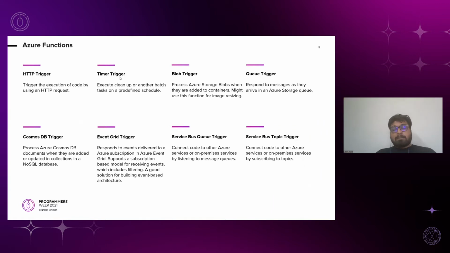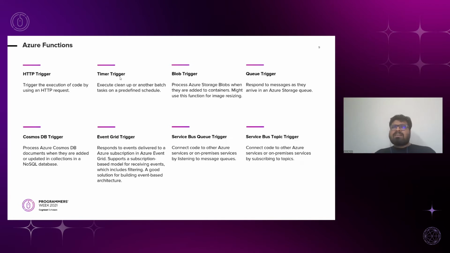And the next one is the blob trigger. If you are familiar with Azure, this blob is pretty much similar to what we have in AWS called the S3 bucket. We store static files in blob storage. So we can subscribe or bind our Azure function to the blob storage. Whenever a new file comes to the blob storage, we can execute and process the file inside our Azure function.